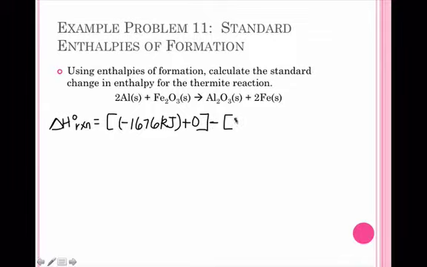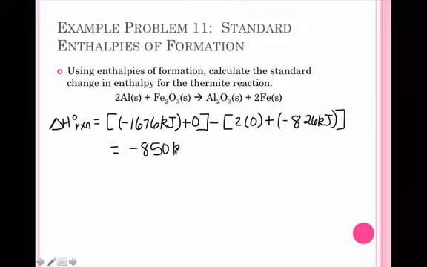So the aluminum is 0 because that's elemental aluminum, so 2 times 0 is just 0, plus I have 1 of the iron 3 oxides, and its value is a negative 826 kilojoules. So I really only end up with 2 numbers there, and all I'm going to have to do is plug that into the calculator, and I get a negative 850 kilojoules. So these problems aren't terribly complicated. The time-consuming part of it is just looking up the values in the table.